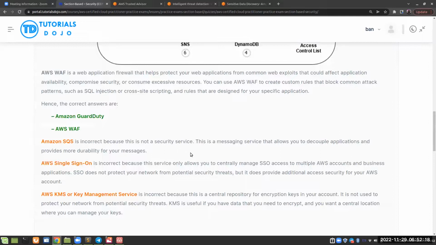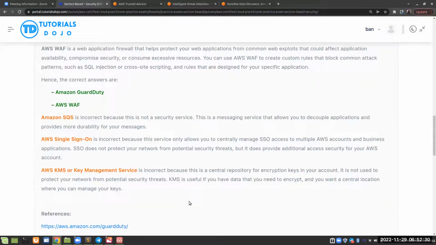So yeah, we have just talked about KMS. It's a central repository for encryption keys in your account. And the encryption keys are the ones that can help you with your encryption. It cannot be used to protect your network.